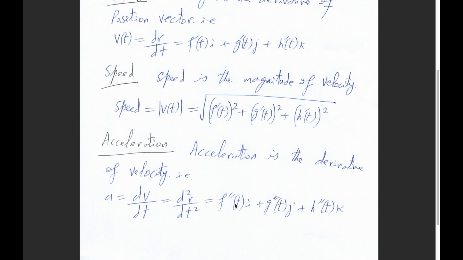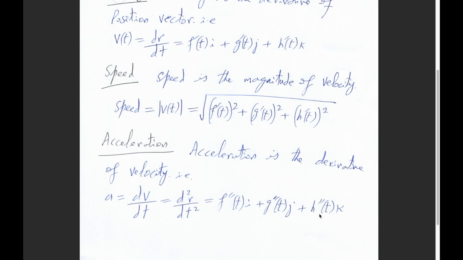Because our velocity vector was f prime t, if you take one more derivative of the velocity, this will be f double prime t. Similarly, if you take one more derivative of g prime, this will be g double prime t. And one more derivative of h prime t will be h double prime t.